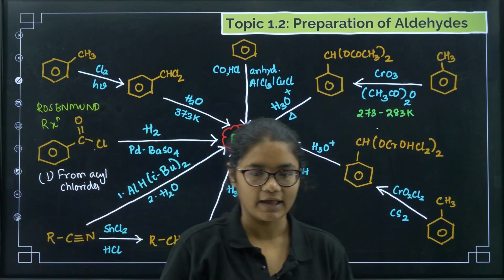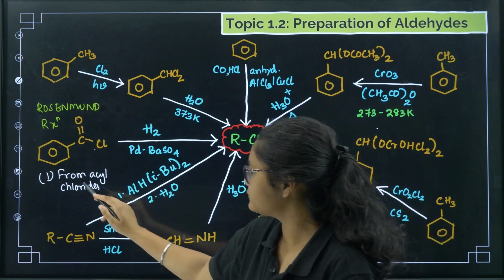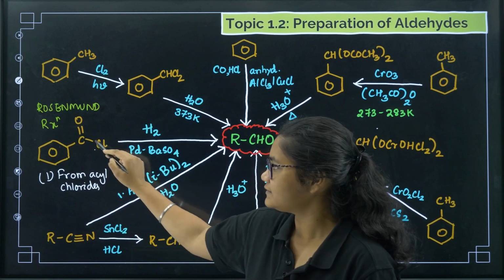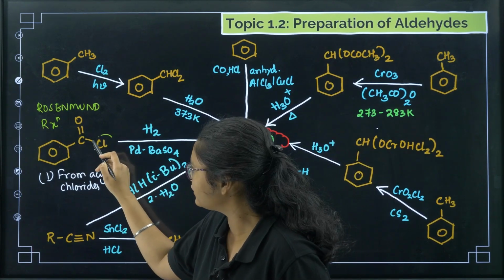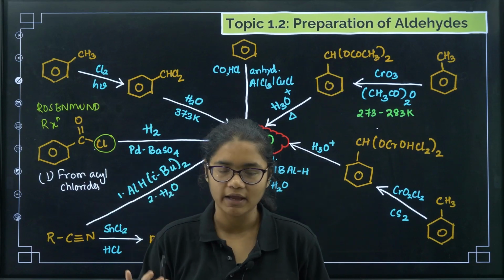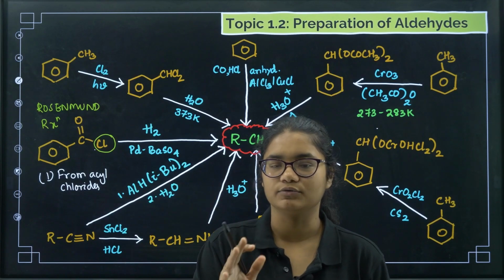Rosenmund reaction. Okay, I hope all of you can see. The first one is from acyl chlorides. You have to take any COCl and just treat it with H2, palladium on barium sulfate. The Cl group is replaced with H, and the name of this reaction is the Rosenmund reaction.